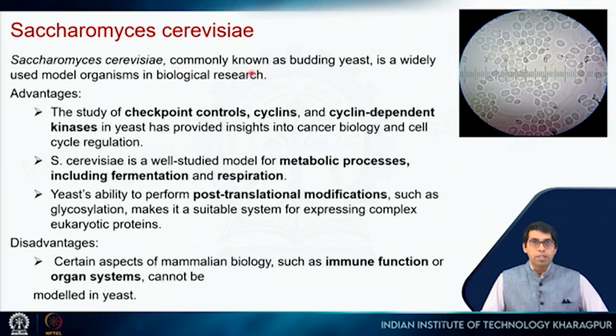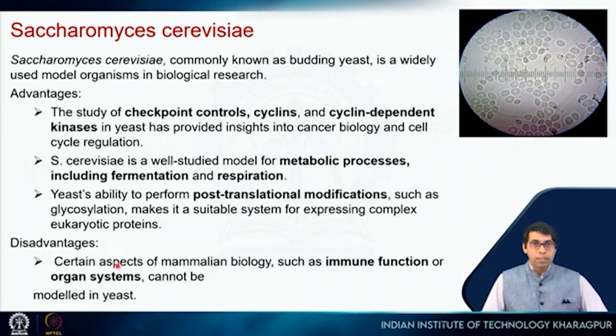So Saccharomyces cerevisiae, commonly known as the budding yeast, is a widely used model organism. It has been used to study checkpoint controls and cyclin dependent kinases. So these things that we have seen in the previous lectures were widely studied using this model system. It is also a well established model for studying metabolic processes including fermentation and respiration. Its ability to perform post-translational modifications such as glycosylation also makes it a suitable system for expressing complex eukaryotic proteins. So proteins which need glycosylation, you cannot express them in bacteria, but you can express them in yeast.